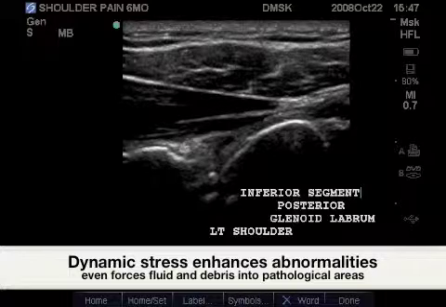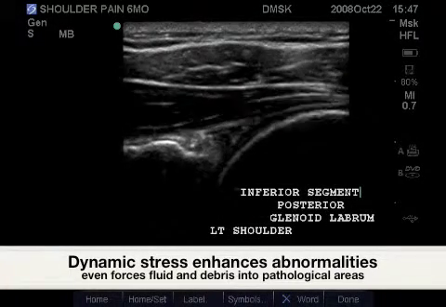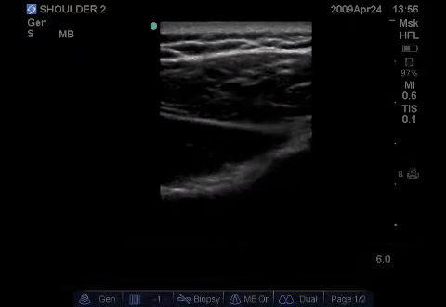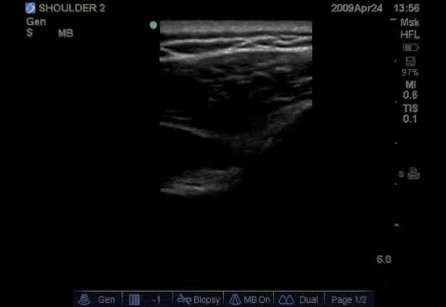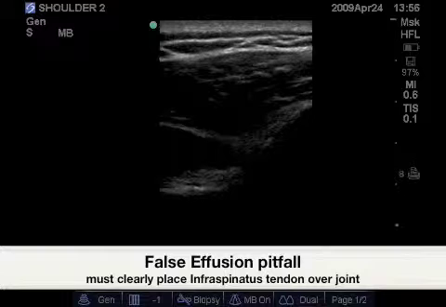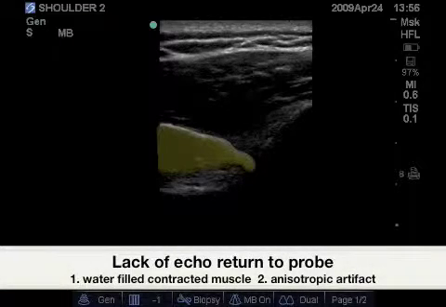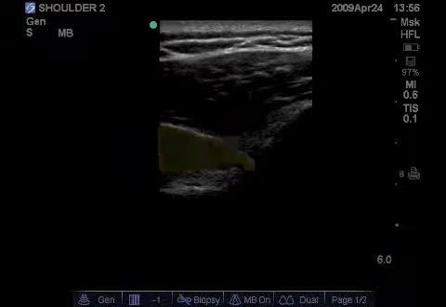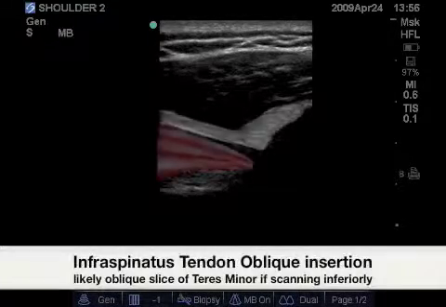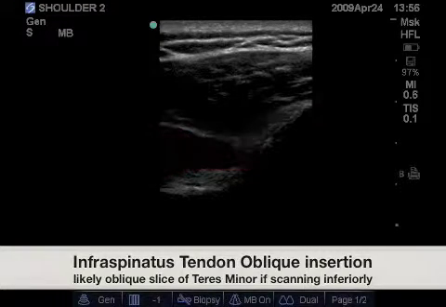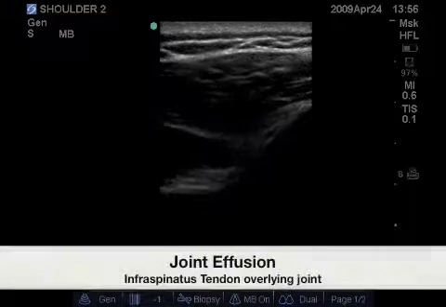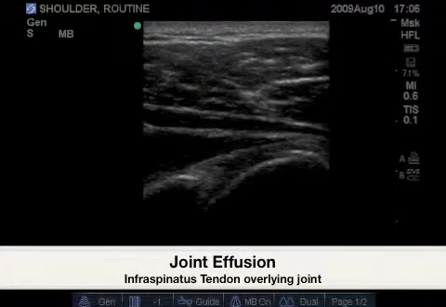On internal rotation, we may also see loose bodies deep within the joint. This image of an external rotation reveals a false joint effusion. What looks like a large hypoechoic structure protruding from the posterior joint surface is actually just contracted muscle belly, which contains a large amount of water, as well as a high incidence of anisotropic artifact due to the angle of tendon insertion.